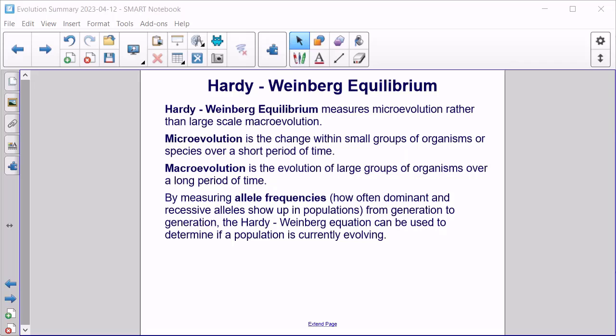Hardy-Weinberg equilibrium. Hardy-Weinberg equilibrium measures microevolution rather than large-scale macroevolution. Microevolution is the change within small groups of organisms or species over a short period of time. Macroevolution is the evolution of large groups of organisms over a long period of time. By measuring allele frequencies, how often dominant and recessive alleles show up in populations from generation to generation, the Hardy-Weinberg equation can be used to determine if a population is currently evolving.